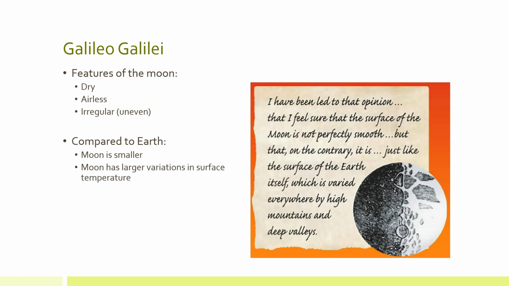The moon also has larger variations in surface temperature, meaning that the temperature difference on the moon between the hottest and coldest temperatures is much greater. When sunlight is hitting the moon's surface, the temperature can reach up to 260 degrees Fahrenheit. And when the sun is not hitting it, it can get as cold as negative 280 degrees Fahrenheit.